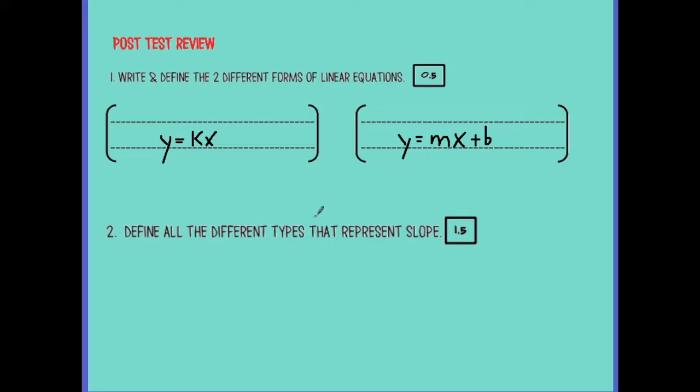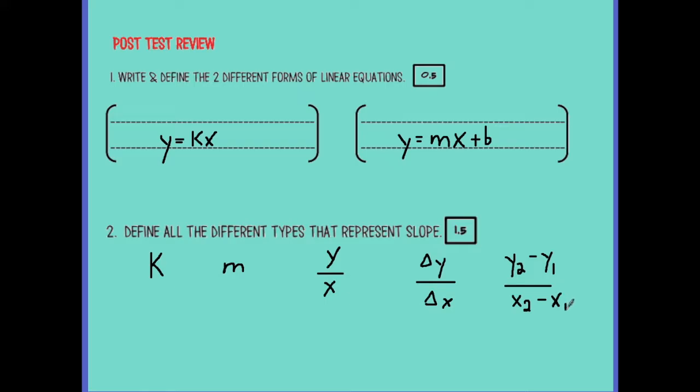All right, next one, define all the different types that represent slope. So in proportional relationships, it's always k. In any linear equations, m. It could be y over x. We also think of change in y over change in x. One that we saw briefly, but didn't practice much for this topic, is y2 minus y1 over x2 minus x1. Now this is exactly change in y over change in x. It's just showing the work for it.